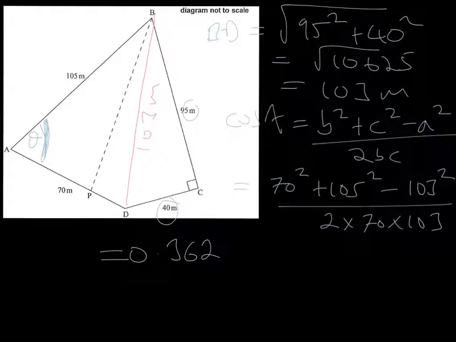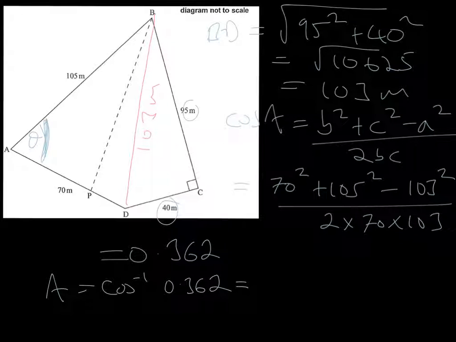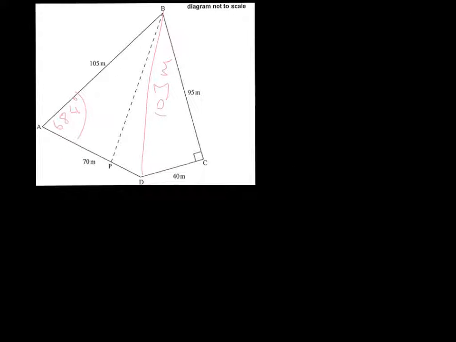0.362. Now, make sure you don't fall into the elephant trap of leaving your answer there, because remember that we are working out here cos A. So, therefore, if we want to find the angle, A is actually going to equal inverse cos 0.362. Which is going to give an answer of 68.8 degrees. So this is all the information we've got so far. We've got the length BD and we've got the angle DAB.